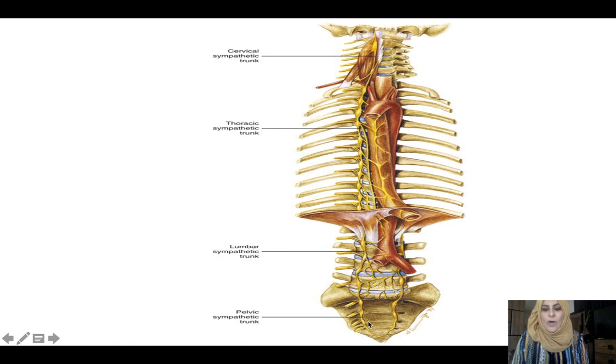In the sacral region, it will also be present medial to the sacral foramina. And if you want to ask where the sympathetic chain ends, it will end by the union of the two sides, right and left, which unite and end in the ganglion impar. We call it the ganglion impar, which is present at the end of the sympathetic trunk on the sacrum.